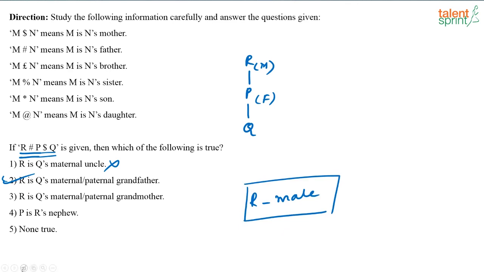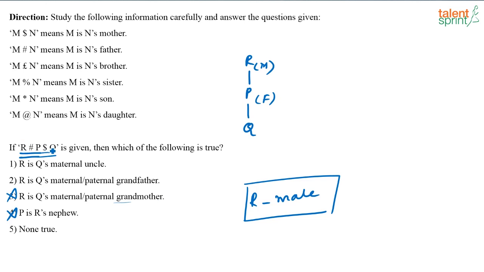If you look at the options now, the first option says R is Q's maternal uncle. Let's keep that option there. Look at the third option: R is Q's grandmother. Is that possible? Not possible, because I know for sure that R is a male person. So using the gender technique, you can say that option 3 is wrong. Now next one. Again, R # P means that R is P's father. So obviously P and R are not niece and nephew, right? So the fourth option can also be directly eliminated.